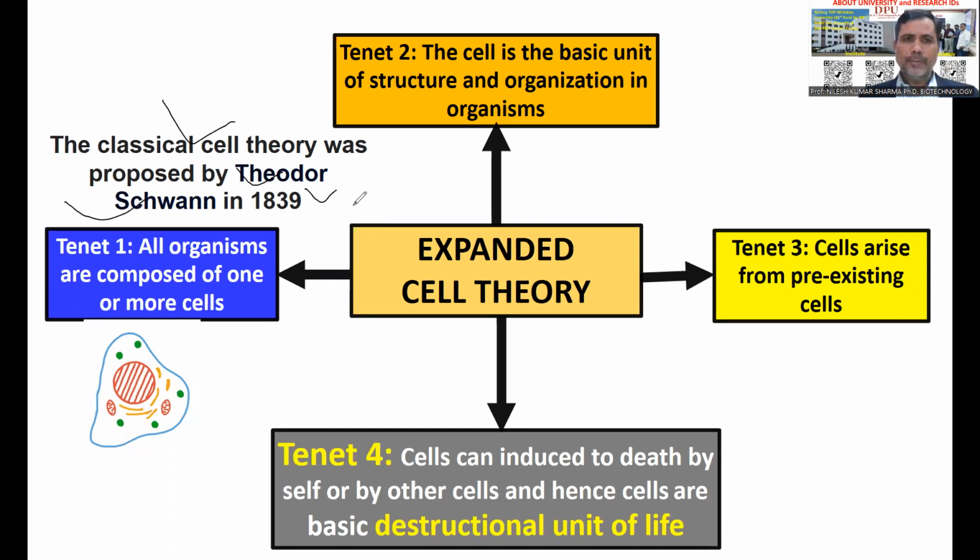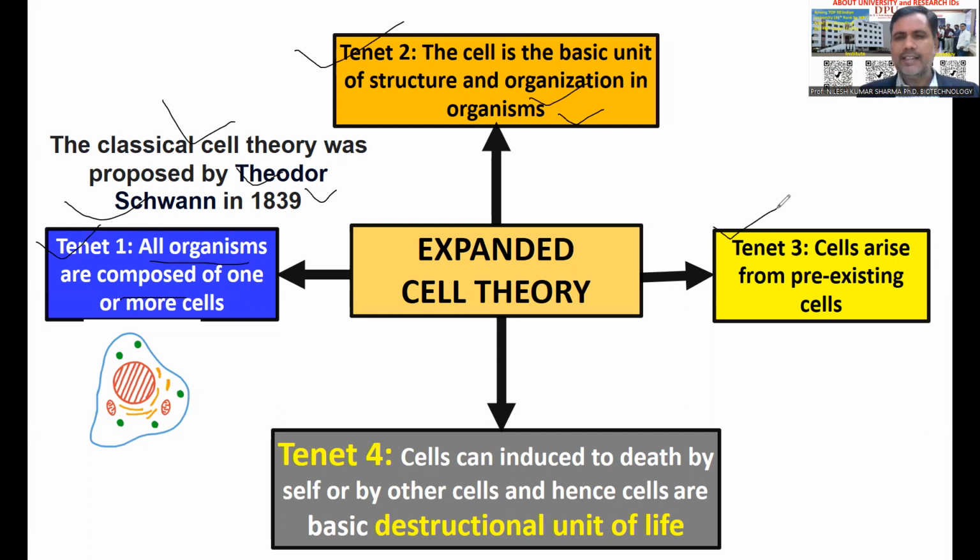If you look at the classical cell theory, tenet one is that all organisms are composed of one or more cells. Bacteria are single-cell systems, and humans and animals are multicellular. That is well acceptable. Tenet two is that the cell is the basic unit of structure and organization in the organism, in the human body, or in tissue units. That is also well acceptable.